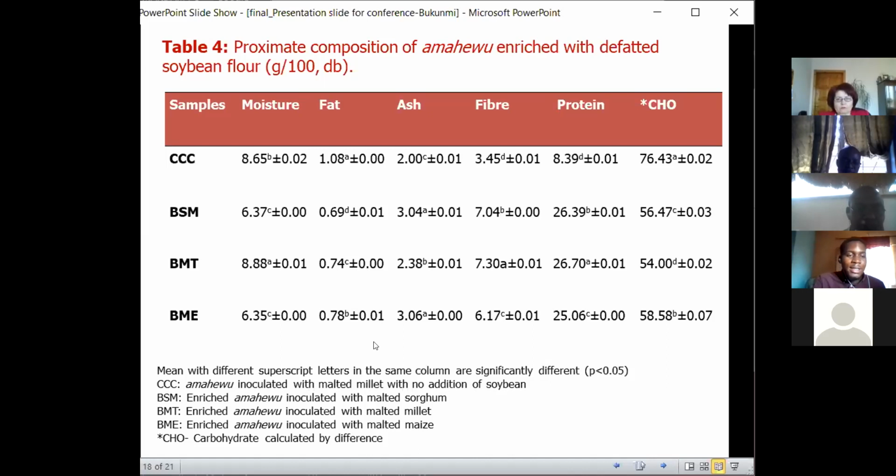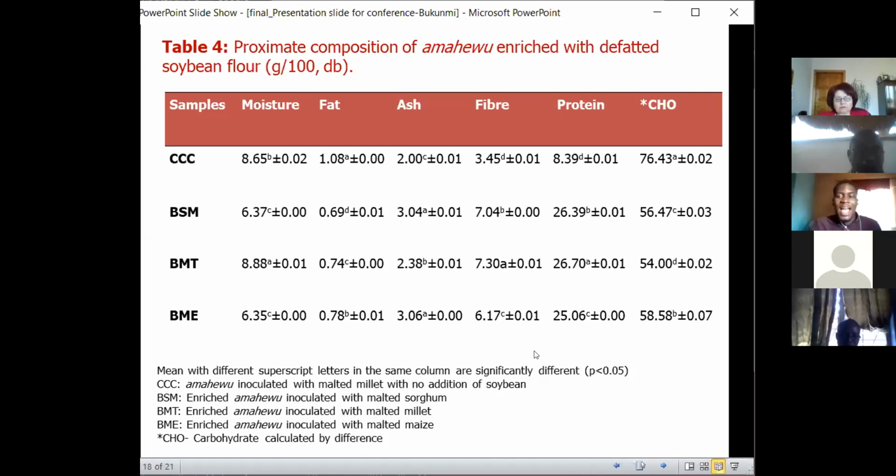Generally, the sample that was inoculated with malted millet had the highest protein content, while the sample inoculated with malted maize had the least protein content.